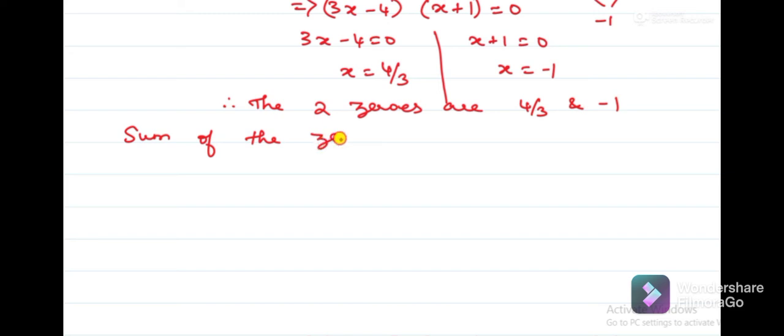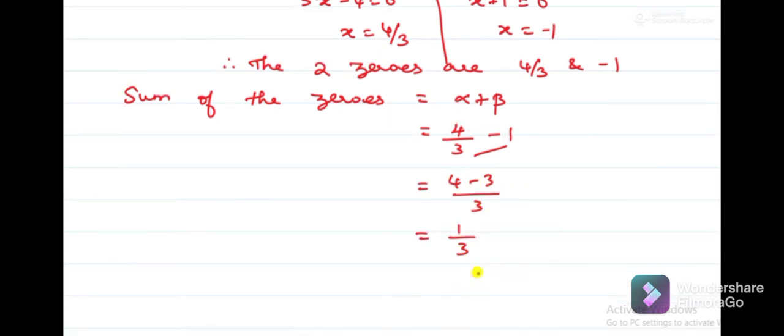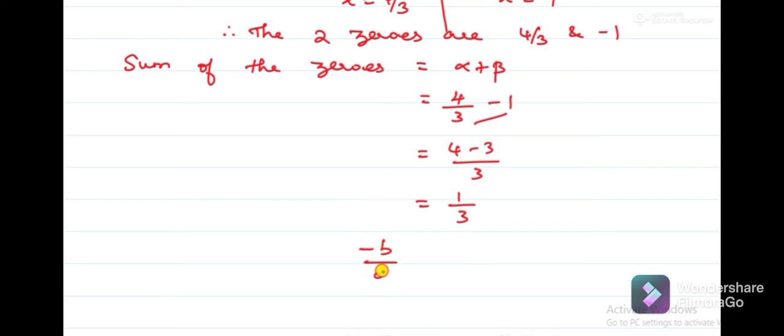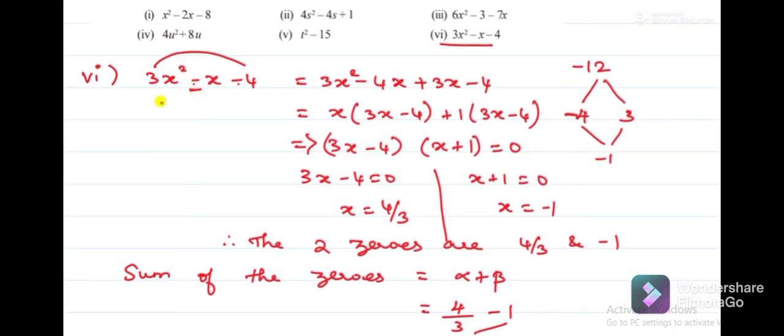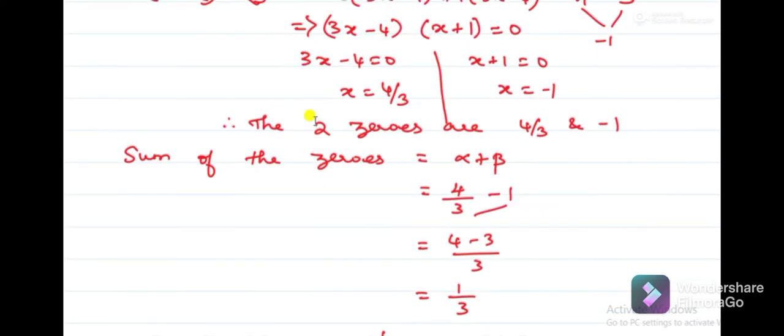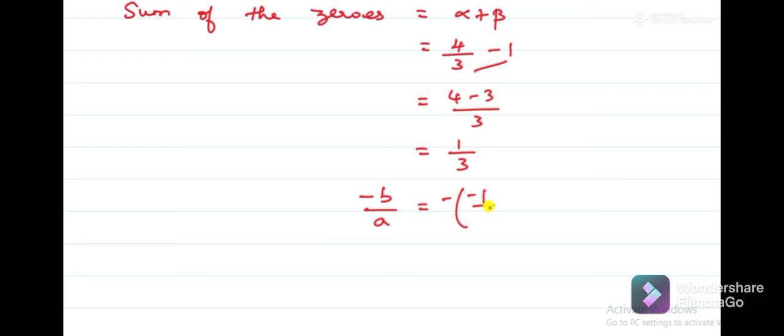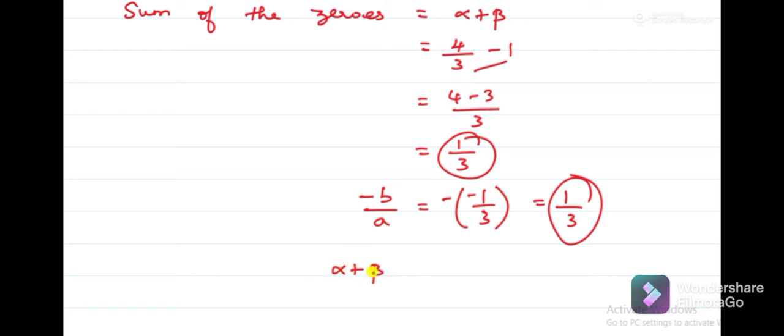Sum of the zeros is equal to alpha plus beta. Add the two zeros: 4 by 3 minus 1. When you take the LCM and cross multiply, it becomes 4 minus 3 by 3. It's 1 by 3. Find minus b by a value. A value is 3, b value is minus 1 and c is minus 4. Minus of minus 1 by 3. It's positive 1 by 3. So alpha plus beta is equal to minus b by a.